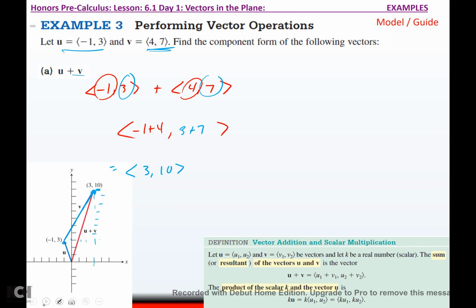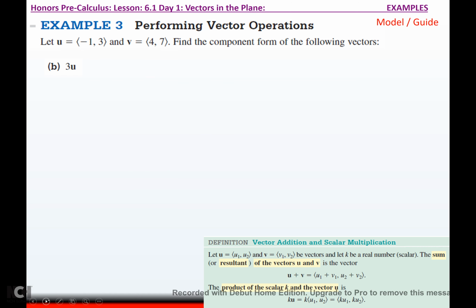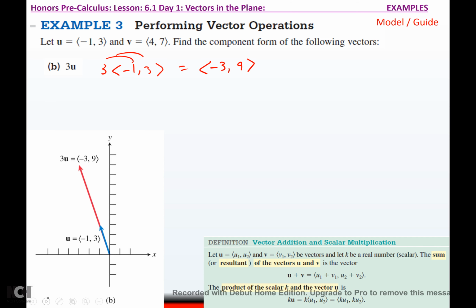And then in red here, there's the sum. And if I get the coordinates of that point, that is at 3, comma, 10. Pretty cool? Alright, this one they want me to find 3U. So they want me to take 3 times negative 1, 3, distribute, and that gives me negative 3, comma, 9.